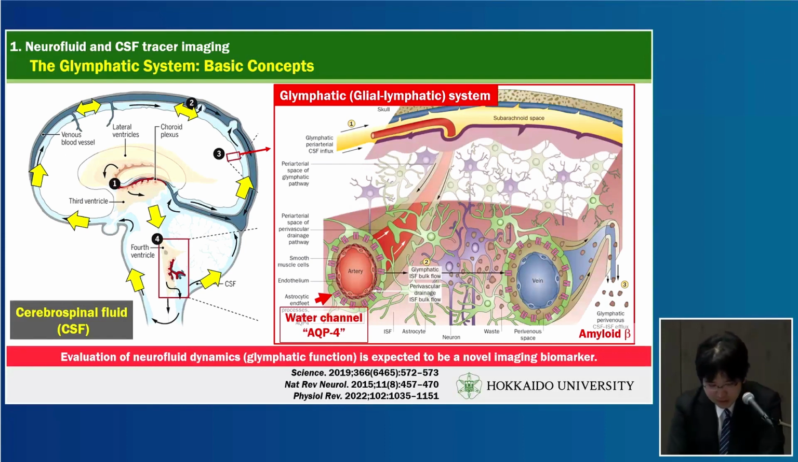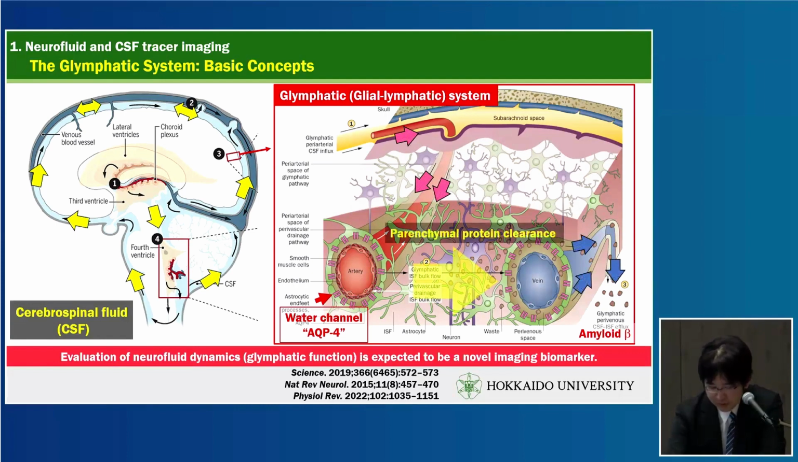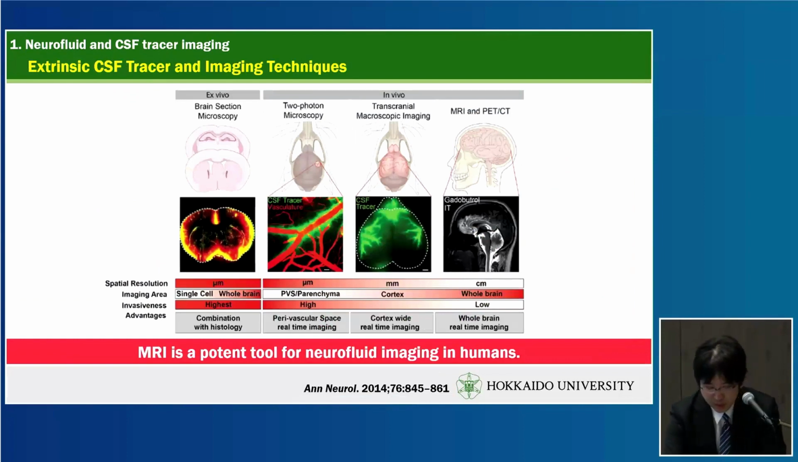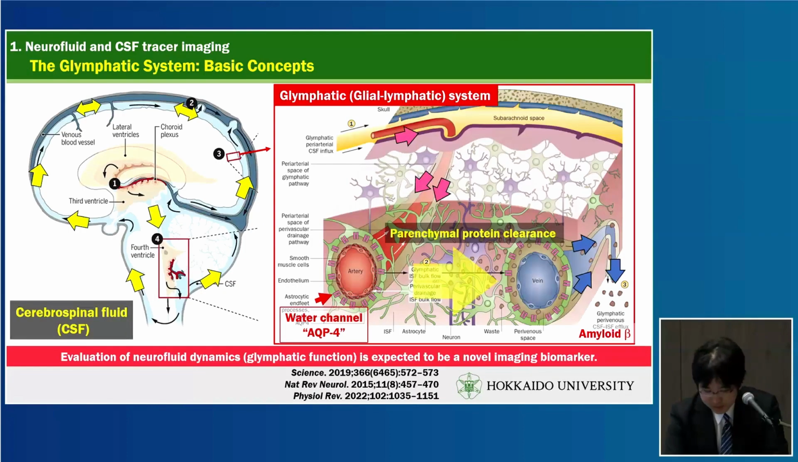Regarding the lymphatic system, Dr. Kato provided a detailed explanation. In this concept, CSF enters the brain through the perivascular spaces located in the arteria on the brain surface, then circulates through the brain parenchyma, and finally leaves the brain through the perivenular spaces. Such CSF dynamics is thought to function as a brain clearance system and to be involved in the pathogenesis of various brain diseases, including Alzheimer's disease.